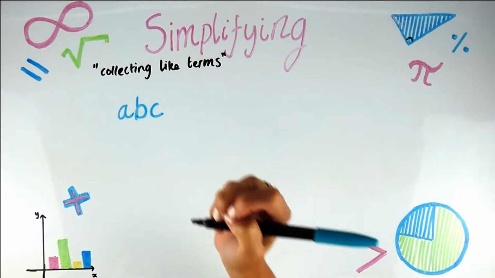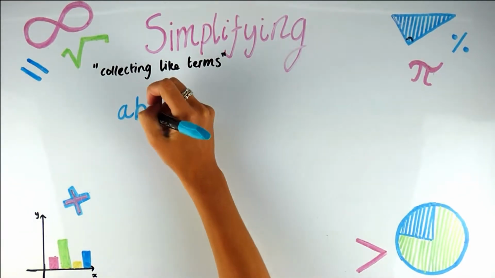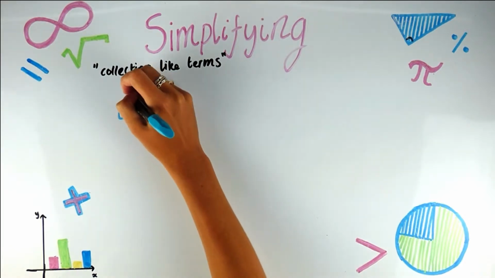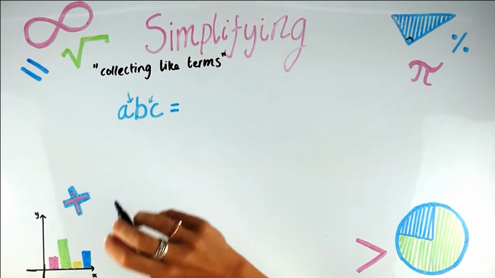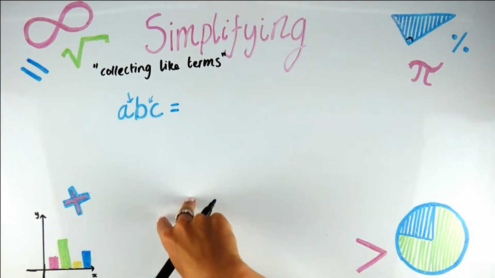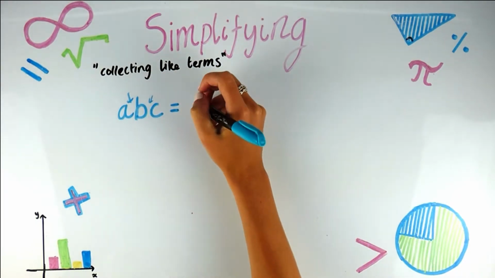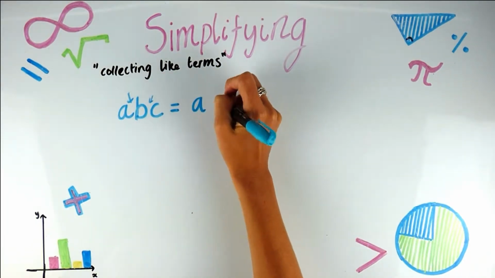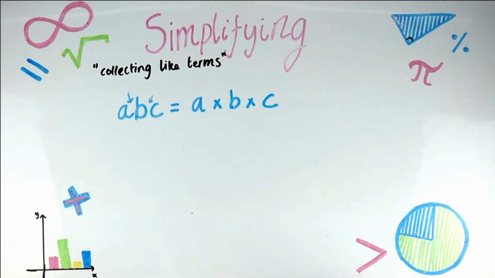So if I wrote ABC, I'm not writing the alphabet because this is in English, but what that actually means is in here there are invisible multiplication signs. So if a letter is next to a letter, or a number is next to a letter, it means you have to multiply them together. So this actually means A multiplied by B multiplied by C.